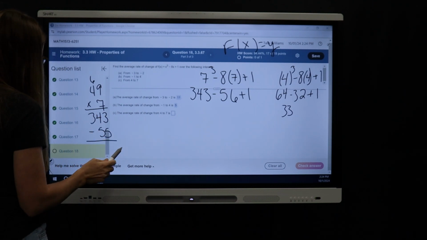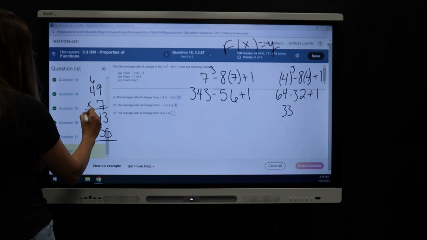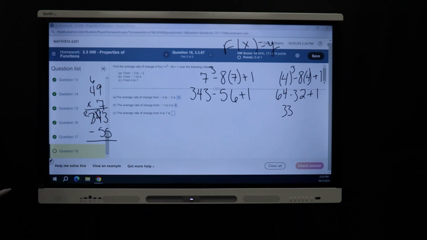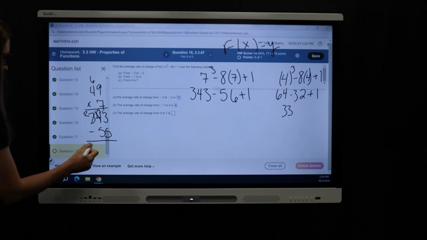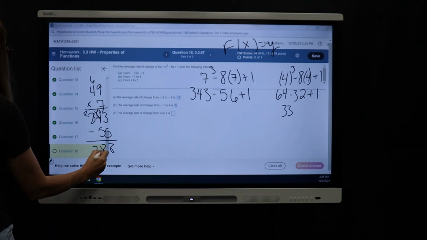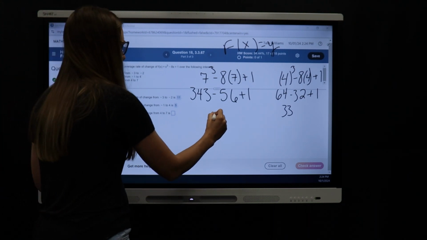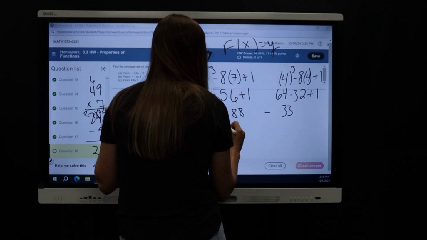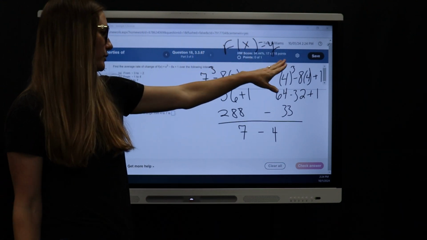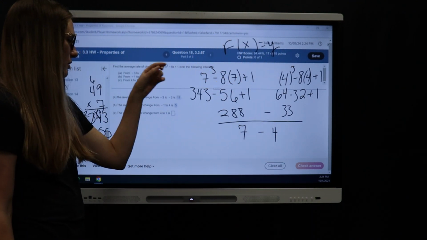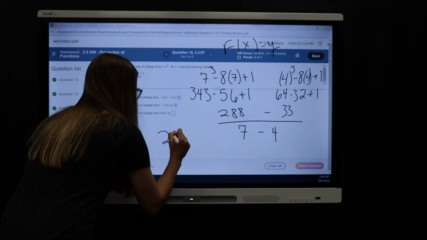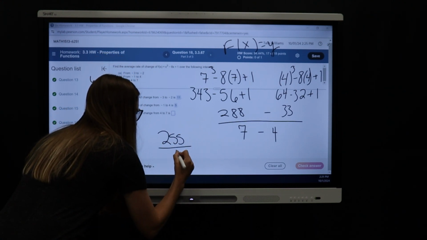I think this is going to be harder for me than the other one. Okay. 2, carry the 1, 14. Carry the 1. 5 to 13 is 8. 288. Subtract 33 over 7 subtract 4, since my 7 was on this side and 4 is on that side. 7 and 4. 288 subtract 33 would be 255. 7 subtract 4 is 3.